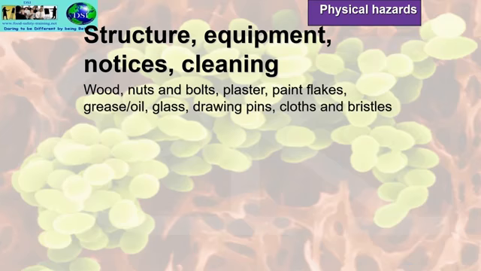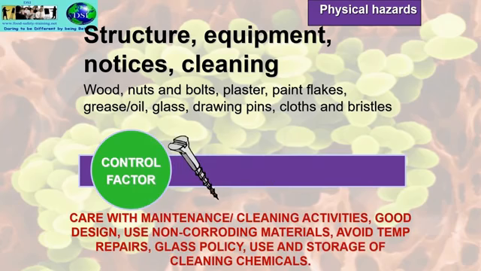Now things like wood, nuts and bolts, plaster, paint flakes, grease and oil, glass, drawing pins, cloths and bristles. The control factor here would be care with maintenance and cleaning activities. Also good design of food premises. Use non-corroding materials. Avoid temporary repairs. Have a glass policy. Have a wood policy as well. And the use and storage of cleaning chemicals, again away from the food preparation area and only used when food is not being prepared.